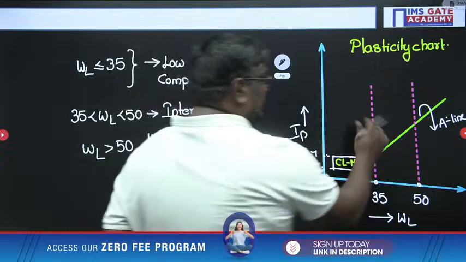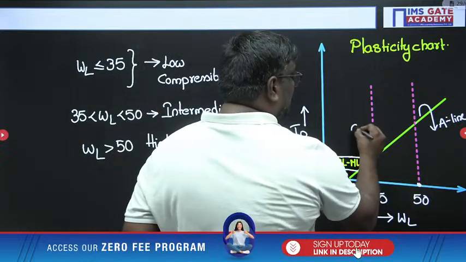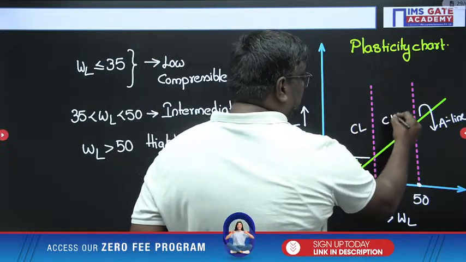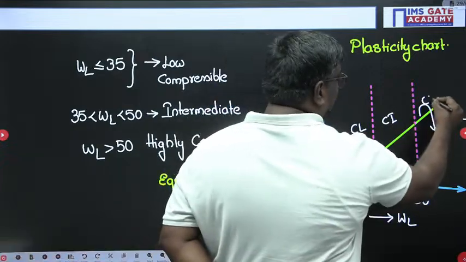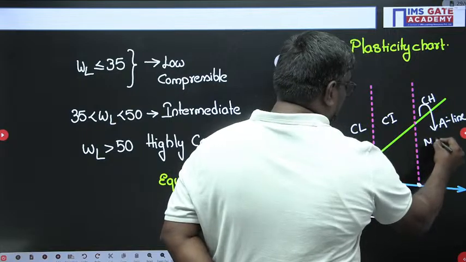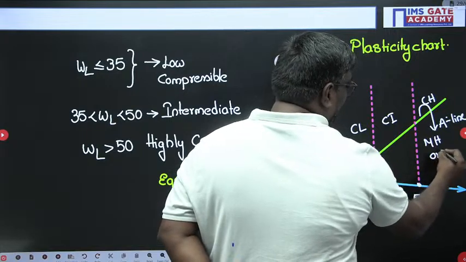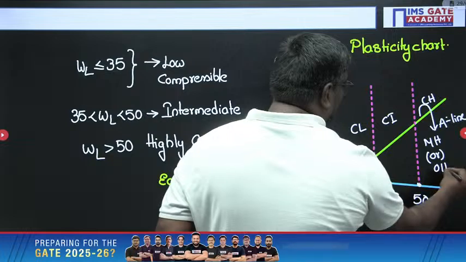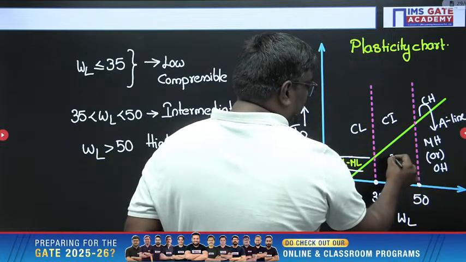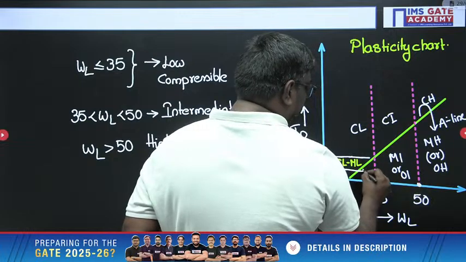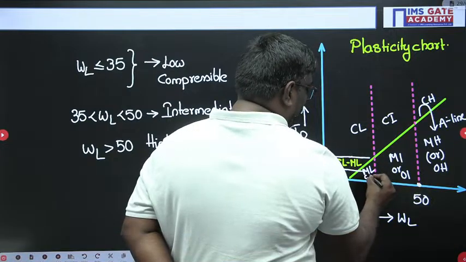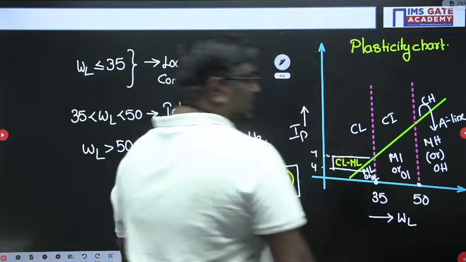Now see, students, above A line, we call it CL. This 35 to 50 is intermediate, more than 50 is highly compressible. Here we have MH or OH, silty, highly organic silt, or here you can say MI or OI. This is ML or you can say OL. OL means organic soil.